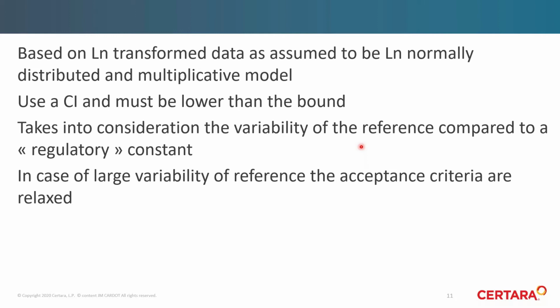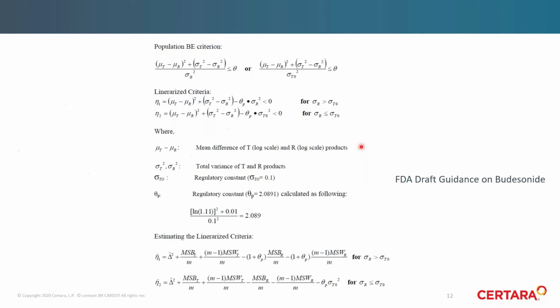We are going to take into consideration the variability of the reference compared to some constants which are prefixed. And you will see that the constant which is given in the guideline is 0.1. This 0.1 means nothing more than the log of 1.11. In case of large variability of the reference, the acceptance criteria are going to be relaxed.